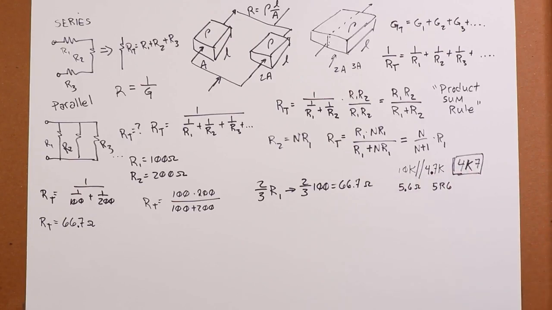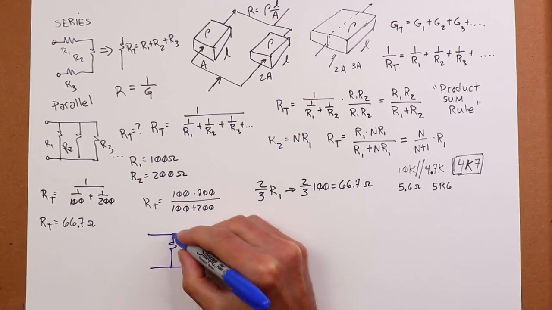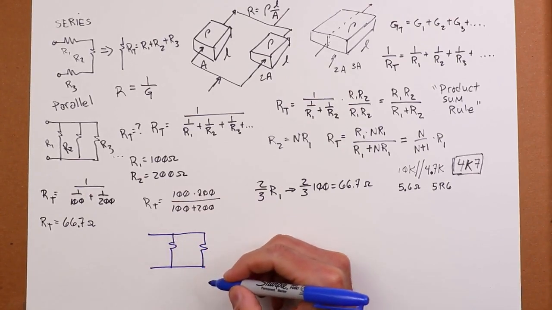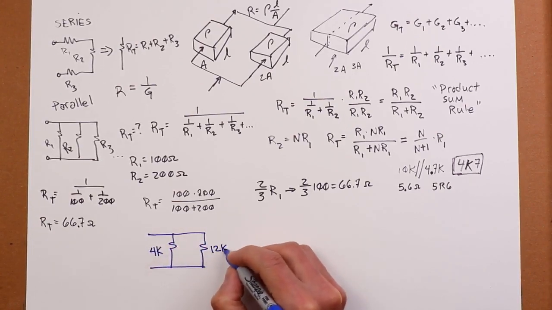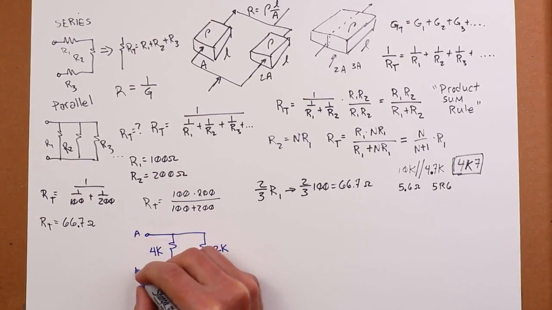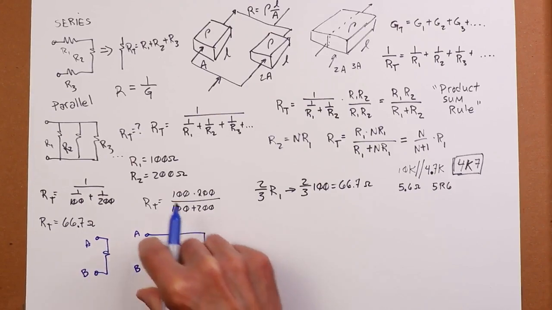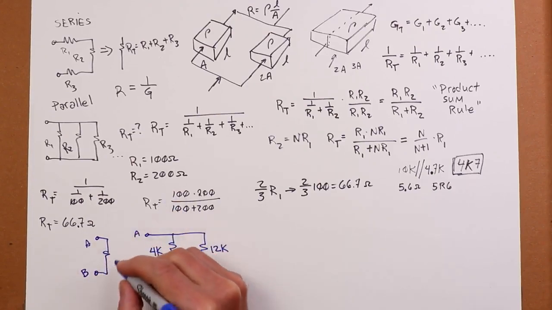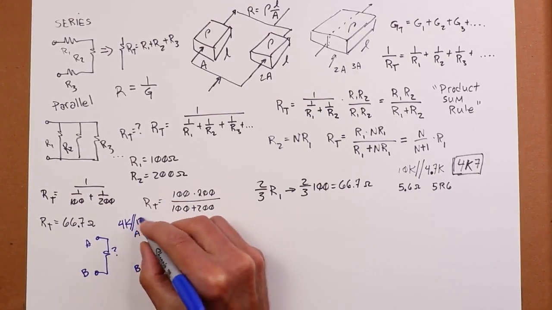All right. So, given that, let's take a look at a couple of problems. I have a couple of resistors over here, and let's say we've got 4K and 12K. I want to find out what this is equivalent to. In other words, from these two terminals, let's call them A and B, if I put a digital multimeter on here and measure the resistance, what is this value? In other words, what is 4K in parallel with 12K?